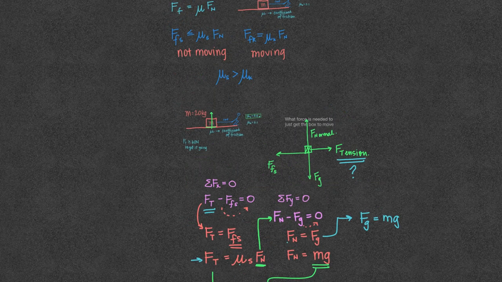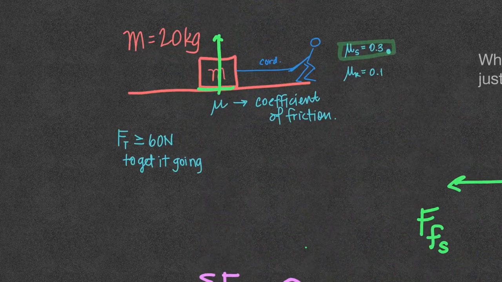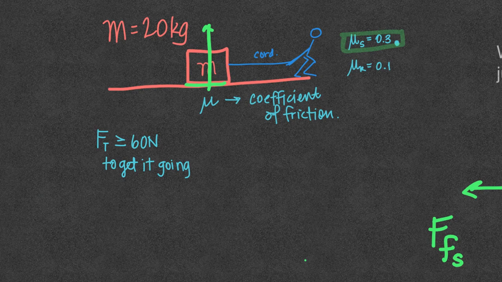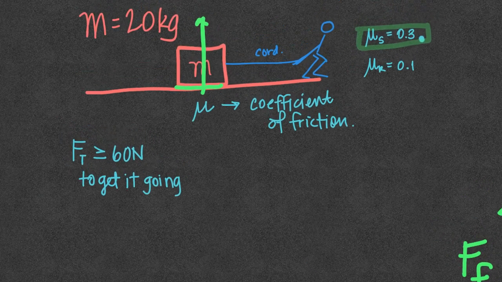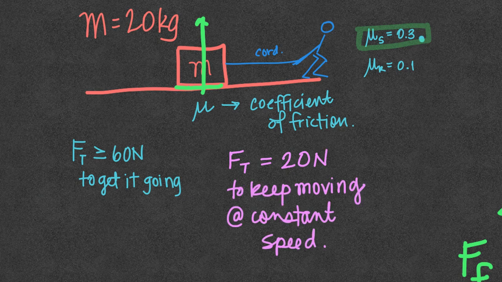So if we go back up to our original question here, we need a force tension equal to 20 newtons. This is the force needed to keep it moving at a constant speed.